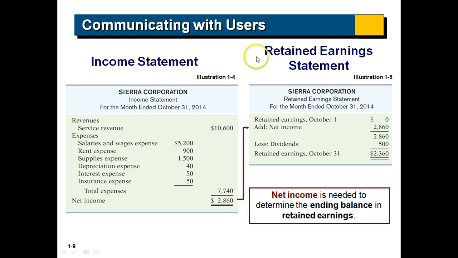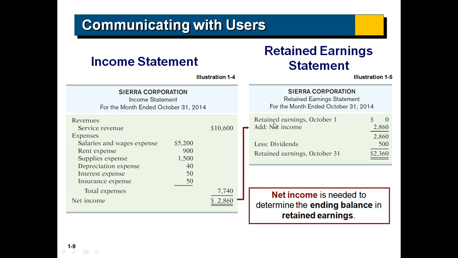Think about it. What this financial statement is labeled, it's an earnings statement. Earnings, though, that are kept or retained in the business. So net income is our earnings. So this year's earnings will flow into retained earnings.